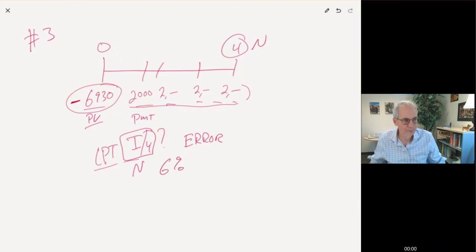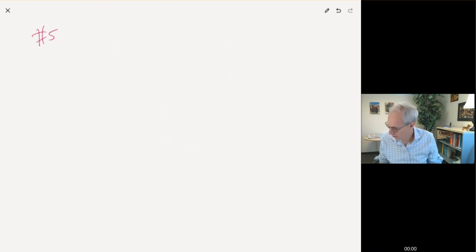We'll do one more. We're going to skip number 4 because I've given that to you on the QR code. Just remember for number 4 that when it says you put a 10% down payment, that means 10% of 50 is 5,000, and therefore you're borrowing, your loan is 45,000.